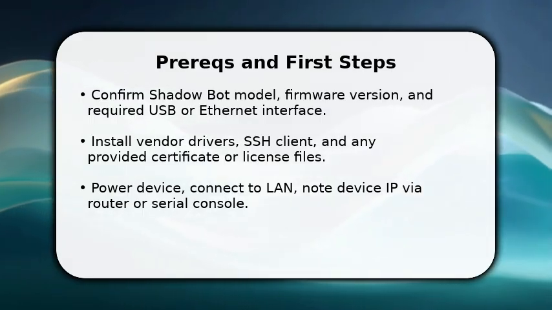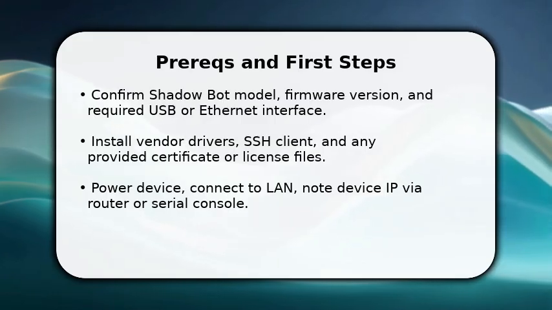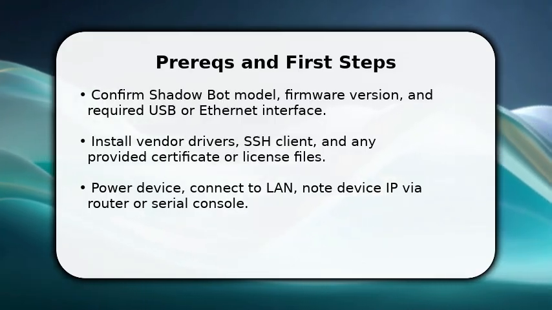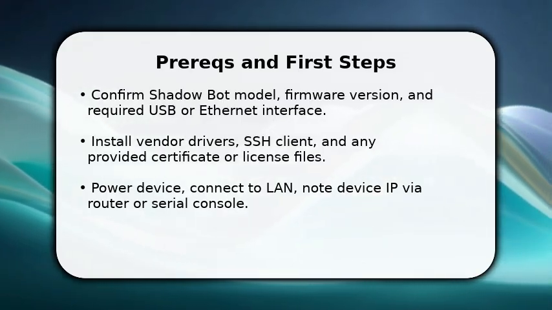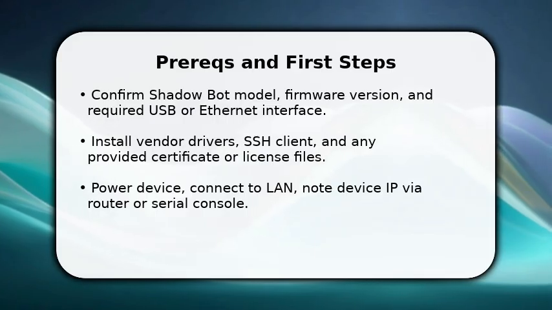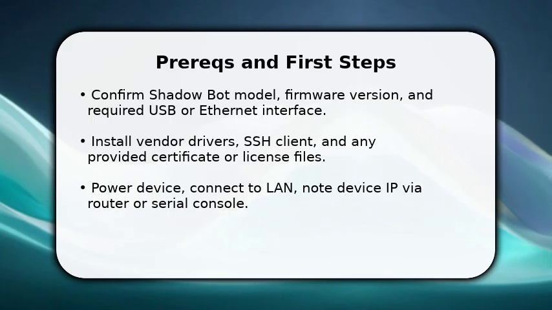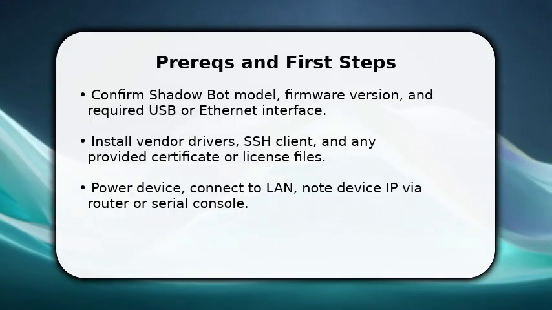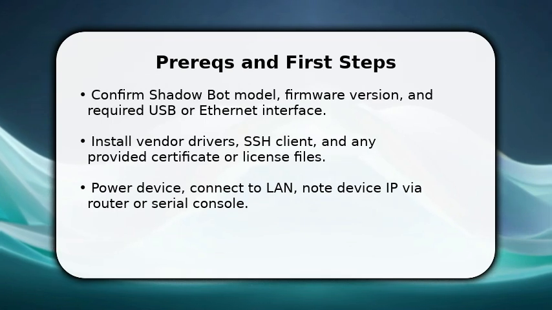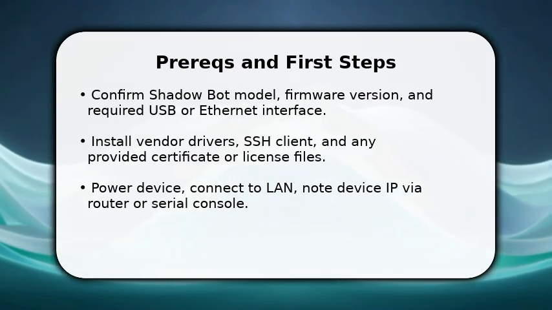Open your SSH client and install the vendor driver or certificate so the host trusts the device. Once done, use your router or the serial console to find the device IP. You need that IP to reach the bot. This first sequence gets authentication and connectivity ready, so you can perform secure configuration next.